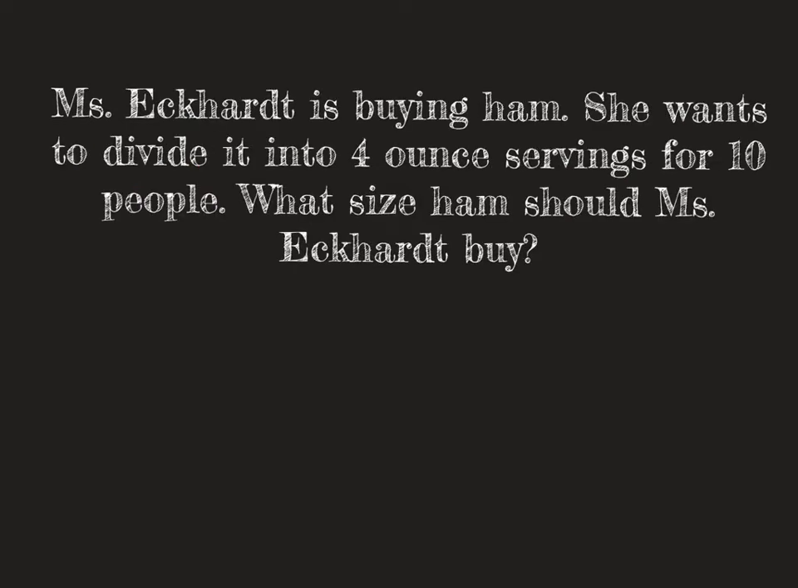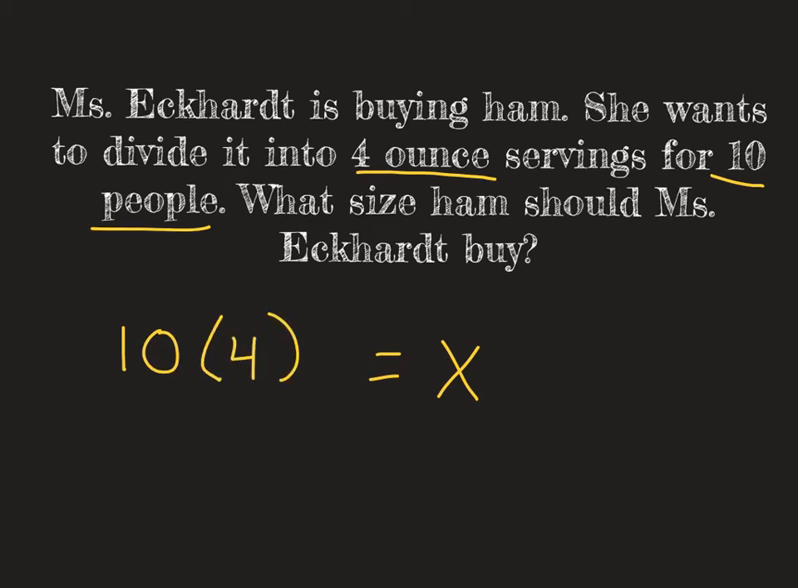Okay, this one says Miss Eckhart is buying ham. She wants to divide it into 4-ounce servings for 10 people. What size ham should Miss Eckhart buy? So we don't know what the total is. We need to figure that one out. So this problem's a little different than the rest. It's going to be equal to X. Now, it says she wants to divide it into 4-ounce servings for 10 people. So those 10 people are each going to get 4 ounces. So 10 times 4 is going to give us our total that Miss Eckhart needs to buy.